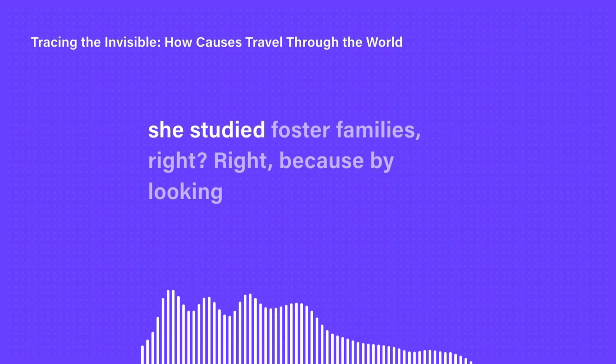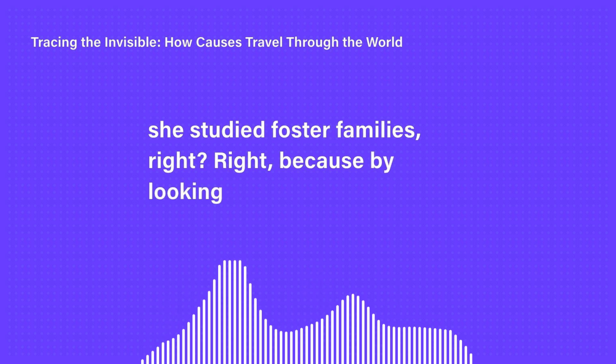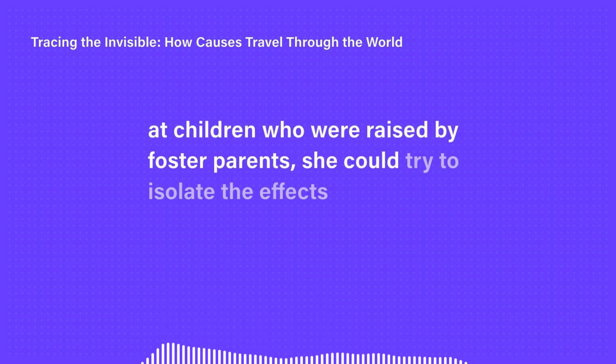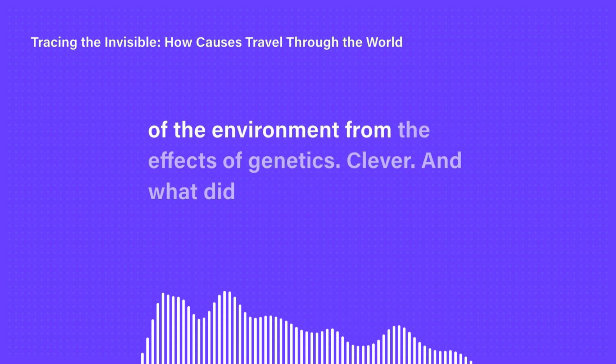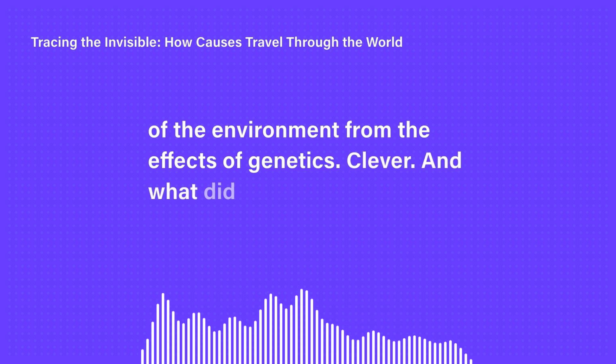So to test this, she studied foster families. Right. Because by looking at children who were raised by foster parents, she could try to isolate the effects of the environment from the effects of genetics. Clever. And what did she find?